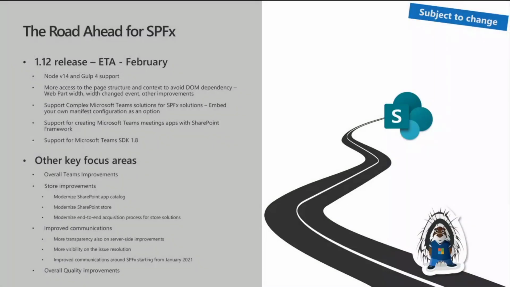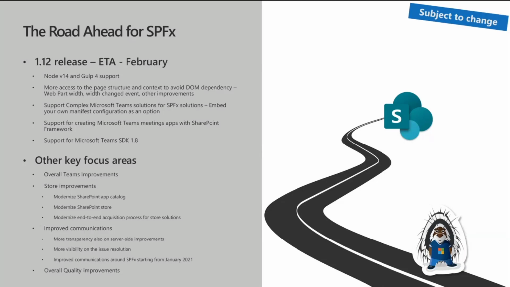Quick updates in here. Our ETA for 1.12 is getting closer and closer. So previously we communicated that it's first quarter, and now we're saying it's in February. So we're now talking about weeks, almost days rather than months. So 1.12 is coming out relatively soon. Like mentioned, it will have the Node 12 and 14 support and Gulp 4 support. So we're finally modernizing the baseline tooling.